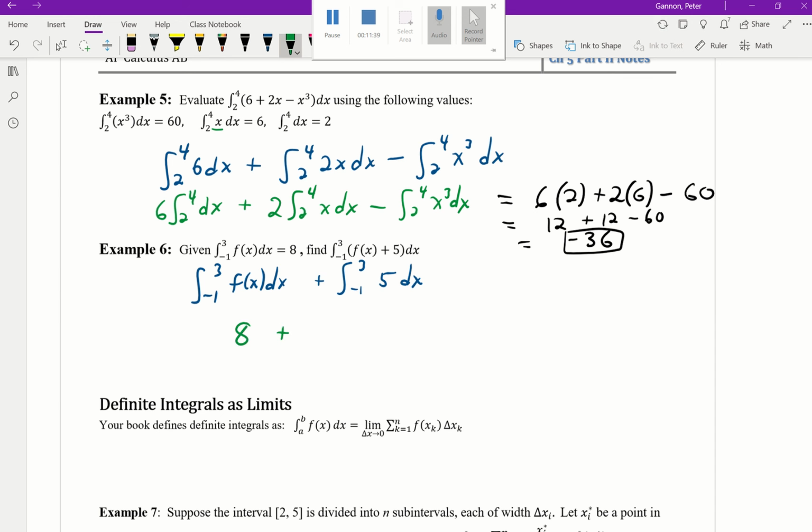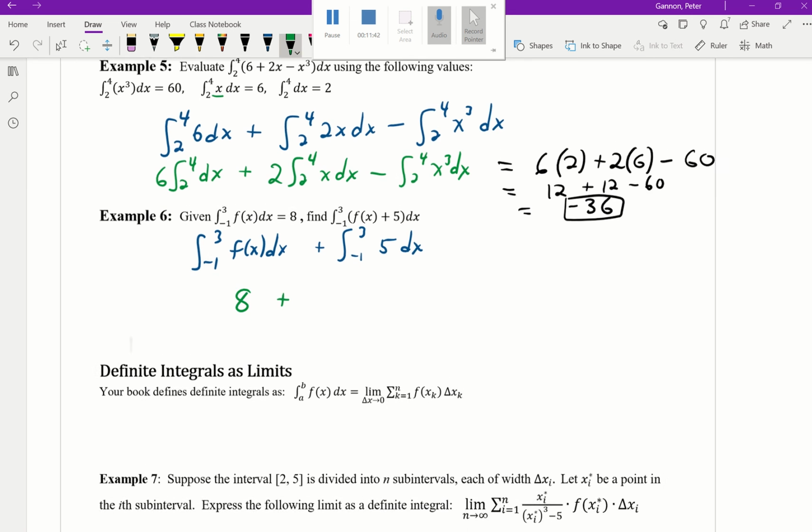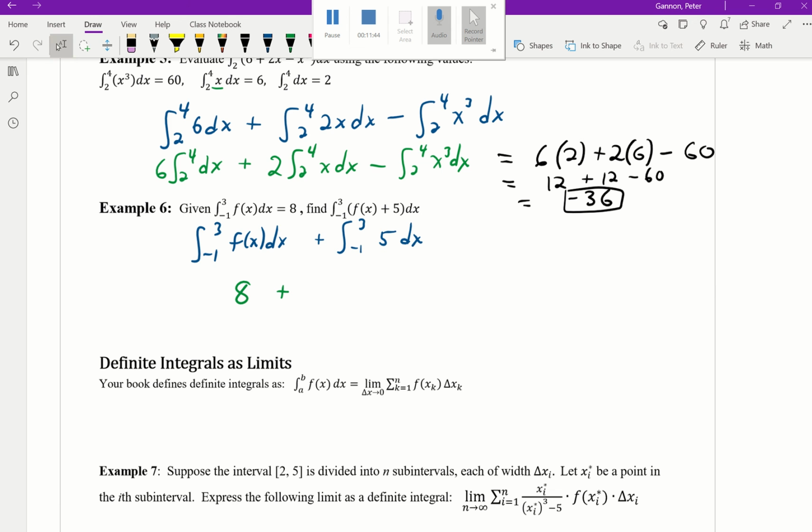All right, this is where we need to be careful. So one way to do this would be to just evaluate this integral. If we want to take the integral from negative 1 to 3 of 5, we can take the integral of 5, which is 5x, and evaluate it from negative 1 to 3. So we get 8 plus, and then we're going to evaluate this, so we're going to do 5 times 3 minus 5 times negative 1. And if we simplify that, we get 8 plus 15 plus 5, which is 20, which is 28.